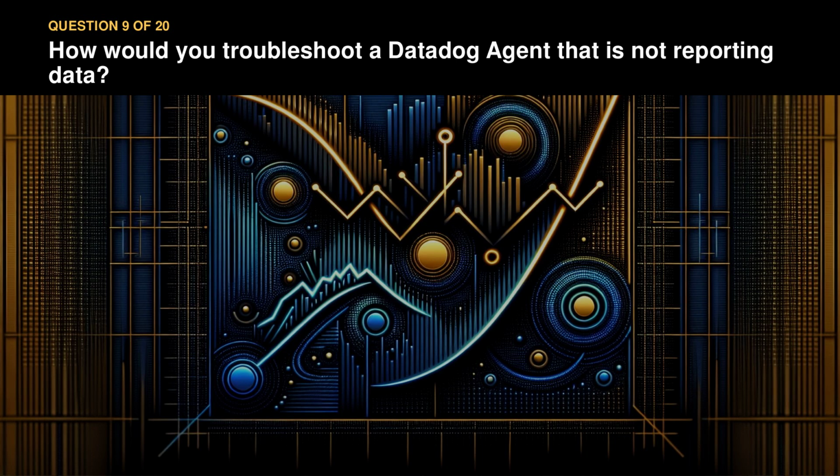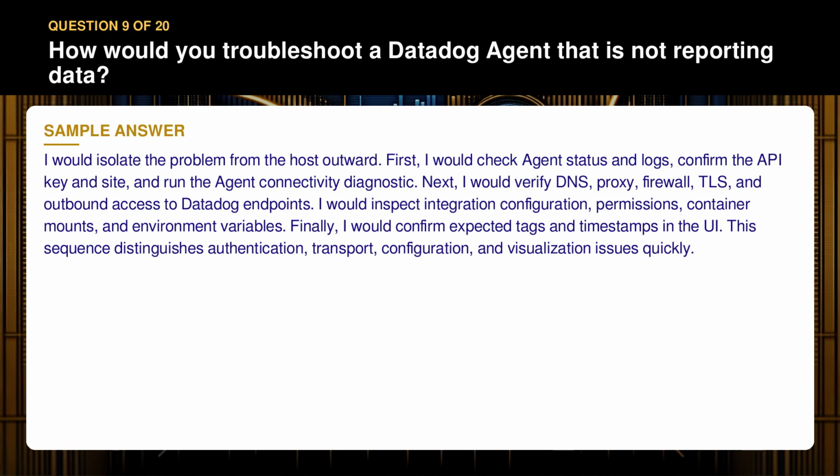Question 9. How would you troubleshoot a Datadog agent that is not reporting data? I would isolate the problem from the host outward. First, I would check agent status and logs, confirm the API key and site, and run the agent connectivity diagnostic. Next, I would verify DNS, proxy, firewall, TLS, and outbound access to Datadog endpoints.